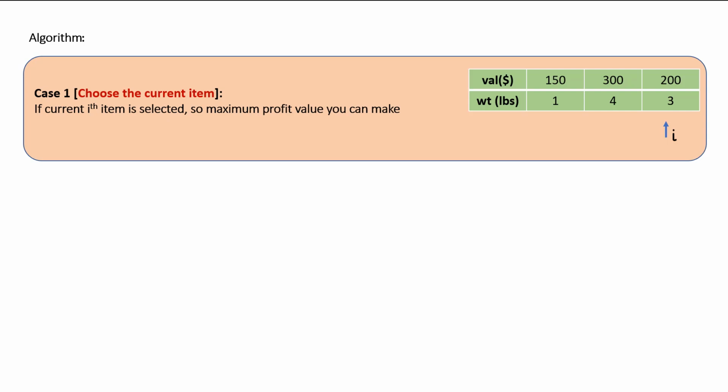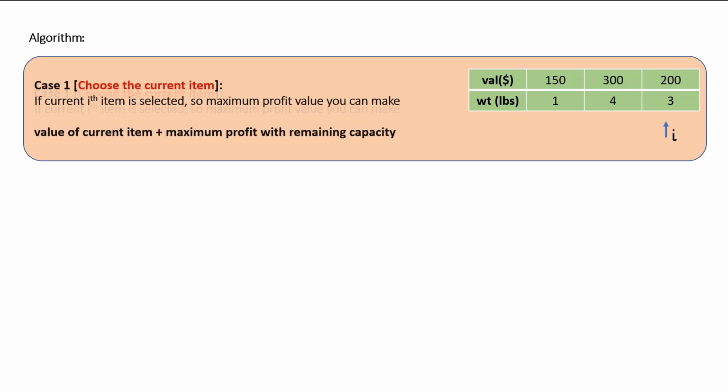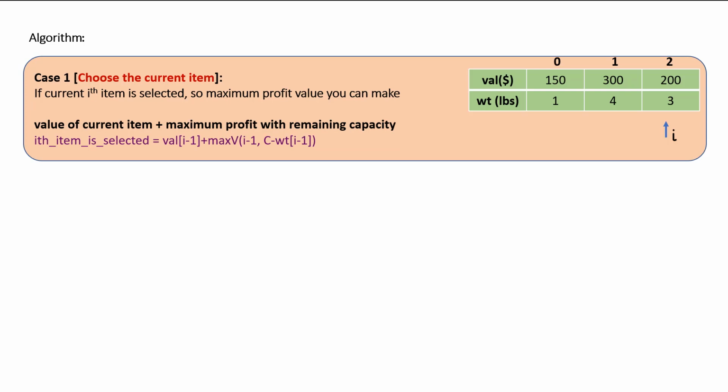So if you are at ith position, the maximum value which you can get is the value of the current item plus the maximum profit with remaining capacity, because whatever item you choose, for the next item the capacity of the knapsack will reduce, right? So if you choose the item, this can be written in terms of a formula, something like this. If the ith item is selected, then you will get the maximum value, something like value of I minus 1.